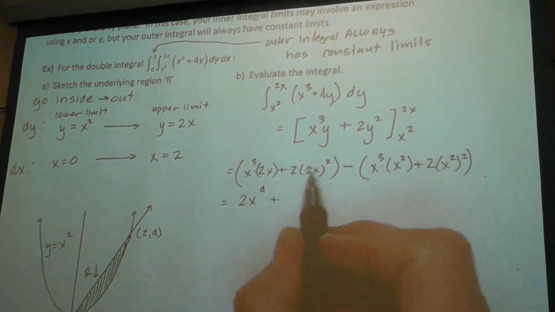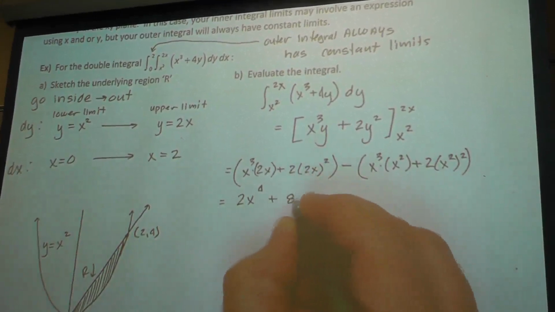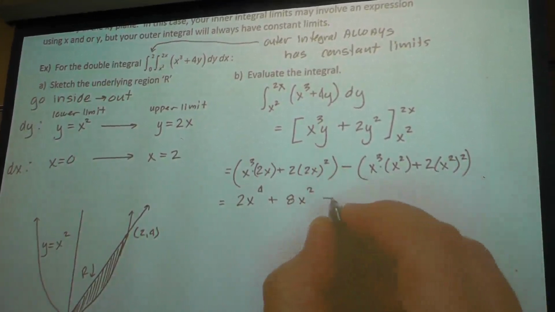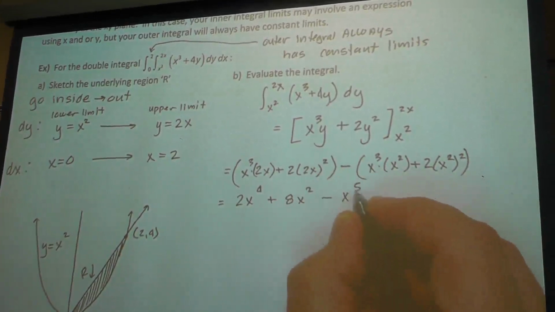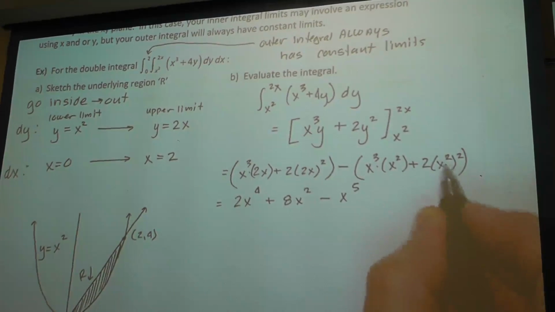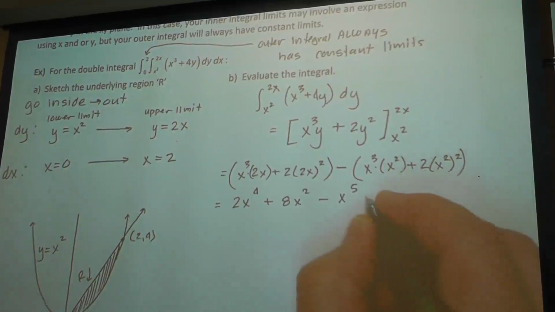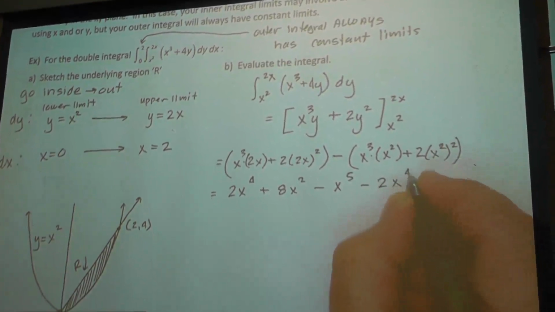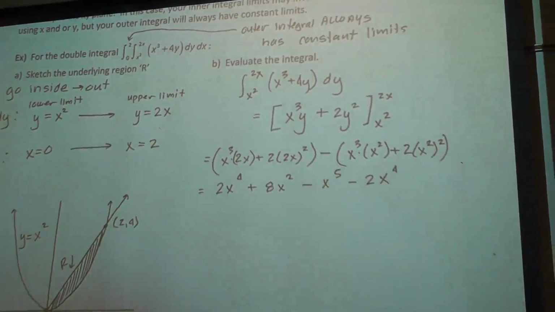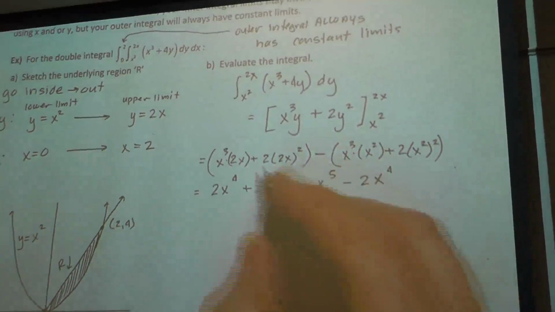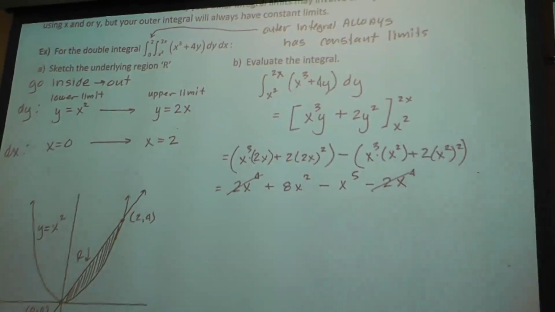2 times 4, don't forget to square the 2 there, that's actually 8x squared, minus x to the 5th, and that's going to be 2 times x squared squared, that's actually 2x to the 4th, and it is after that minus sign, so it's getting subtracted. Okay, so good thing you simplified it, because a pair of these are opposites.